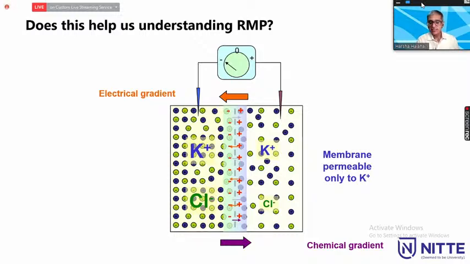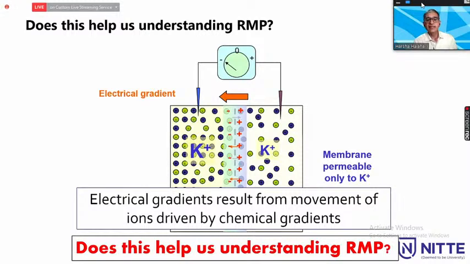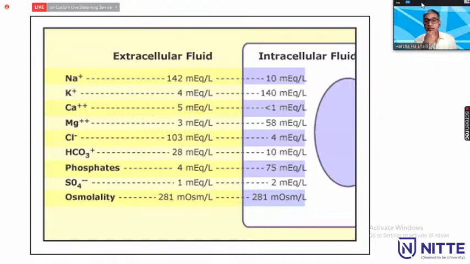Now, does this help us in understanding the resting membrane potential? If electrical gradients result from movements of ions driven by chemical gradients, we can relate this to the cell membrane. Neuronal membranes have differences in the concentration of ions on the intracellular side versus the extracellular side. For example, there's a lot more sodium on the outside compared to inside. There is much less potassium on the outside compared to inside. Calcium is 5 to 10 times more on the outside compared to inside, and so on and so forth.